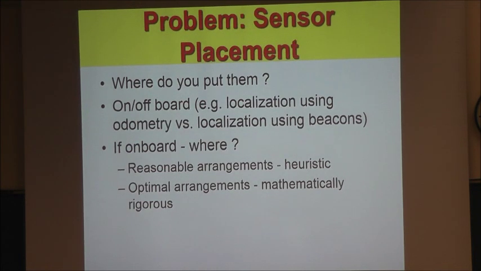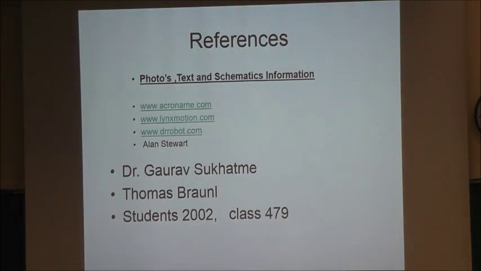So, where do we put them? Well, that's another question you need to ask. Where do you need to put them? On or off board? Do you want to put them on the robot, or in the environment where the robot is moving? And sometimes both possibilities. You want to use odometry versus localization using beacons. If it's on board, where would that be? What kind of arrangement would be most appropriate and optimal?